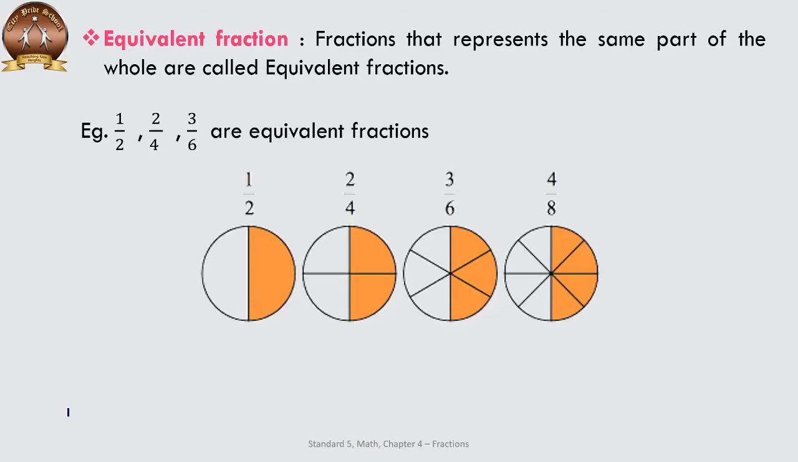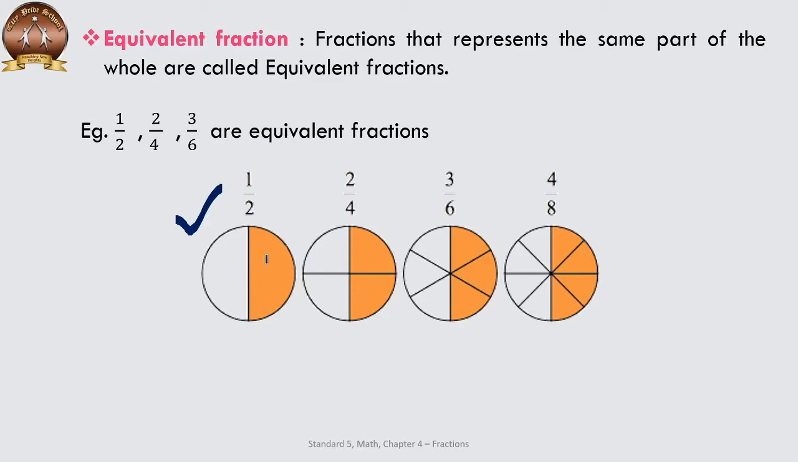See here, in the first figure that you see, this one is known as 1 by 2. Here 1 represents the orange color and 2 represents the total number of colors, that is, total parts.